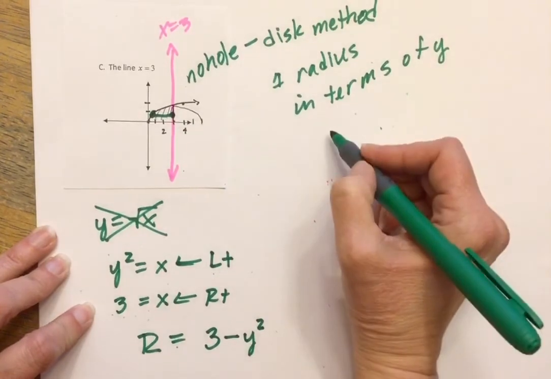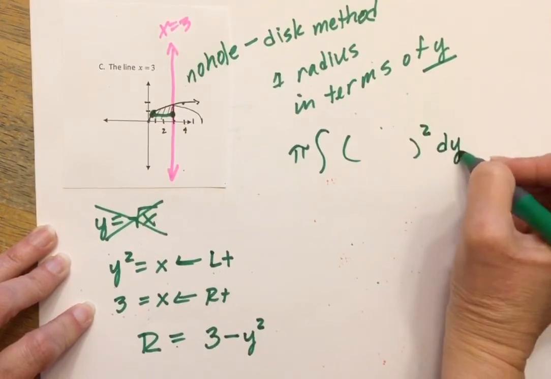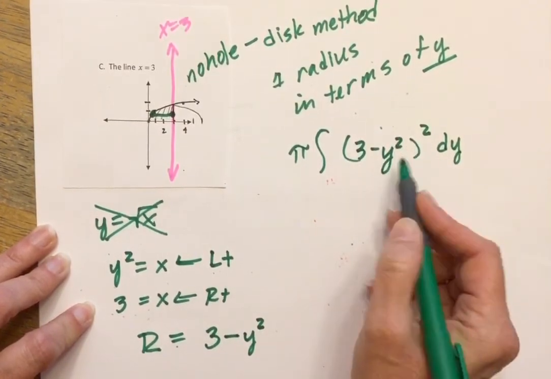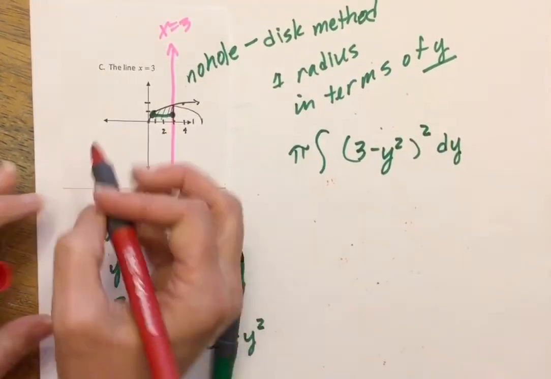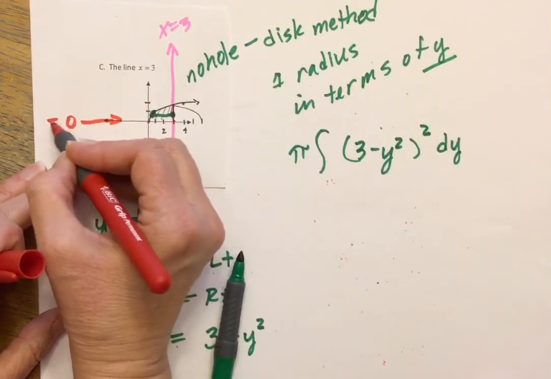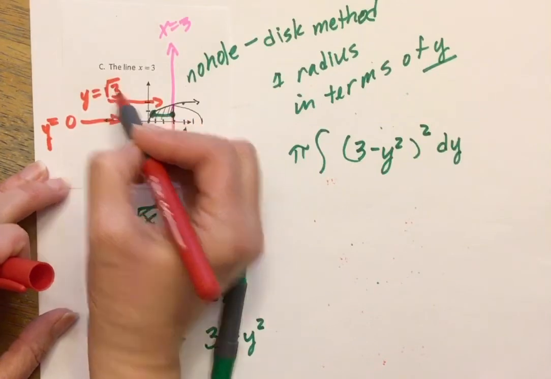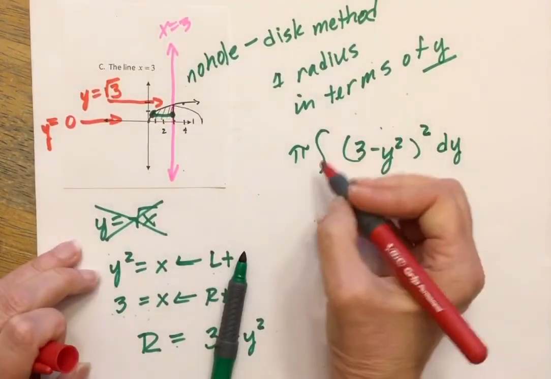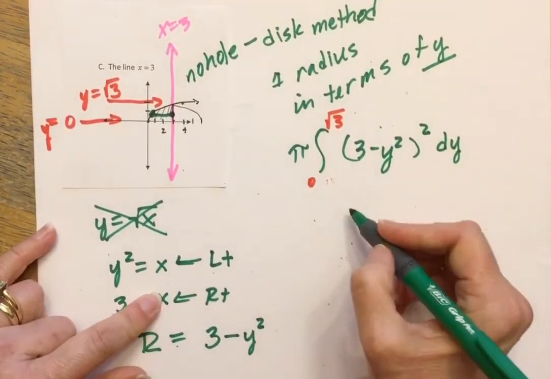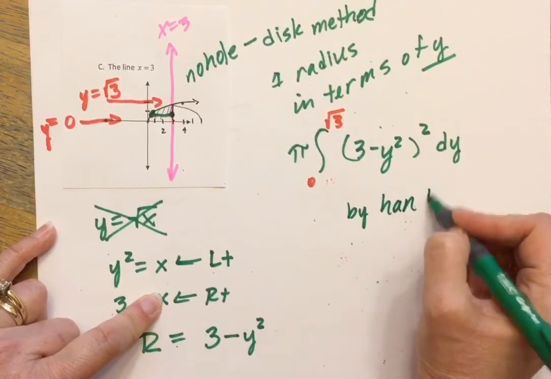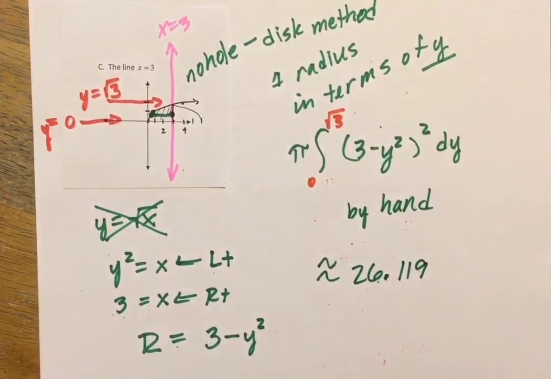Since I only have one radius, my setup is pi radius squared, we're in terms of y. So 3 minus y squared, so notice in terms of y. And then we want to go from the bottommost y, which last problem, part B, we said was a y of 0. And at the top was a y equal to the square root of 3. So here we're going to go from 0 to the square root of 3. Work this by hand to practice. And if you do it correctly, 26.119 should be your answer.